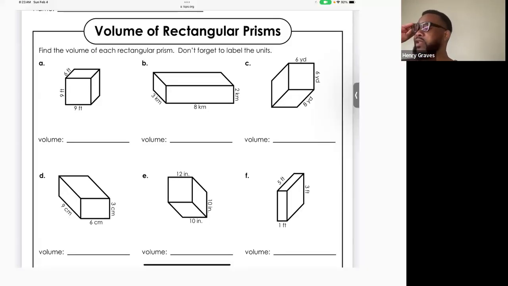The first one was about just going over area of different shapes. Now we are going to talk about volume, specifically the volume of rectangular prisms.